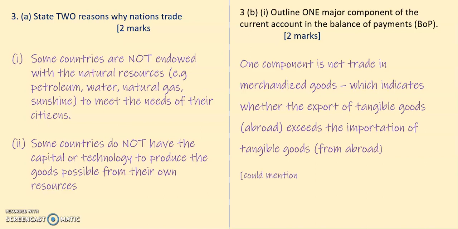Of course, we could have mentioned net trade in the intangibles like the services, right? Or investments from abroad, or even unrequited transfers, right? We could have mentioned any of those components.